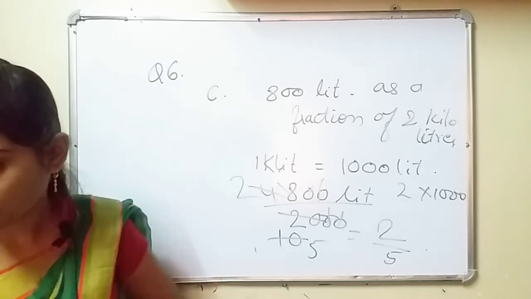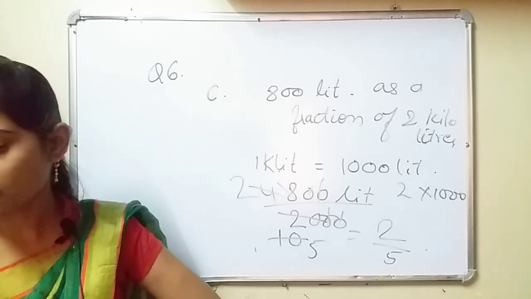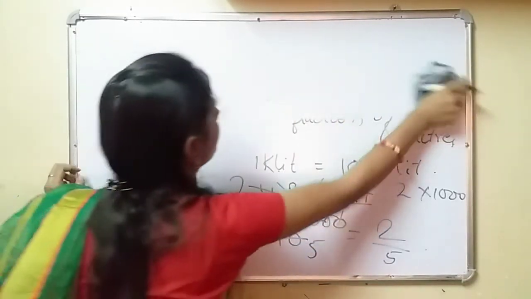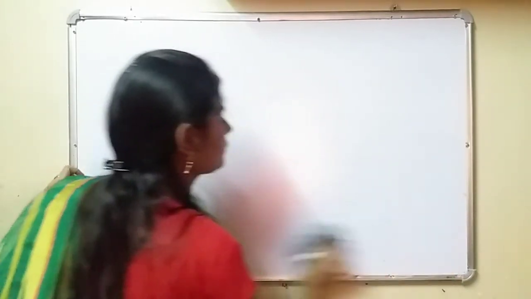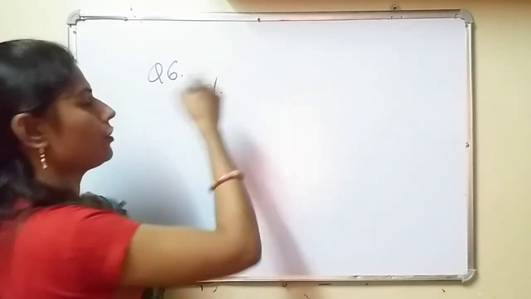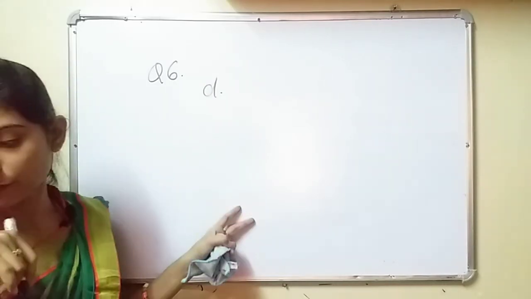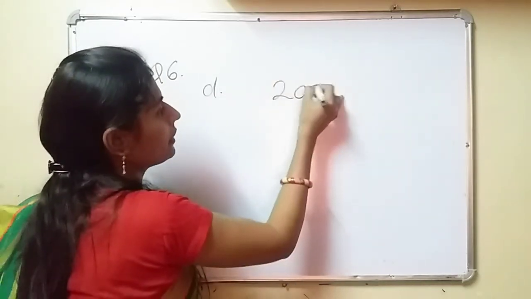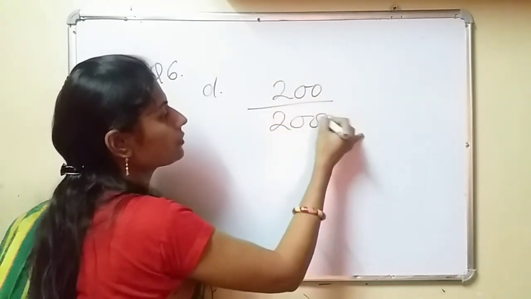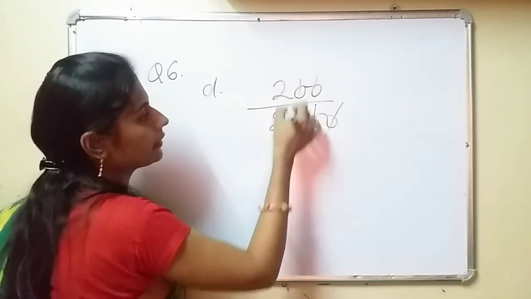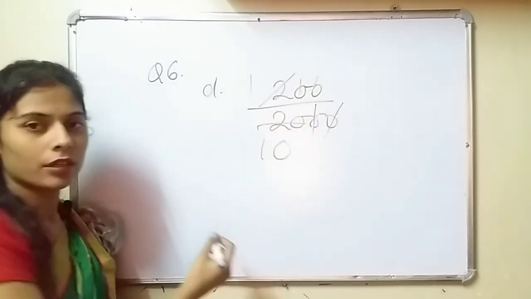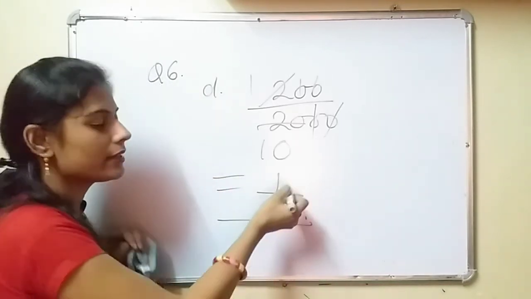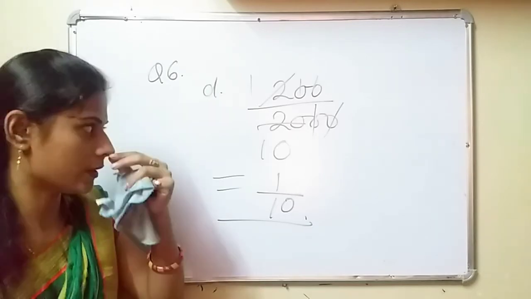Now see question number D. 200 students of class 6 as a fraction of a total of 2000 students in a school. So 200 students out of 2000 students in the full school. Divide it. 2 1s are 2, 10. So your answer is 1/10. This is the fraction of students in the whole school.